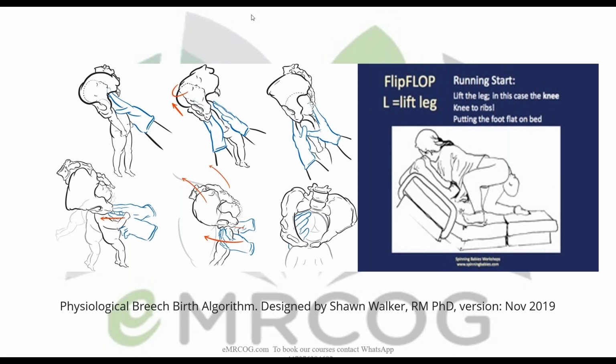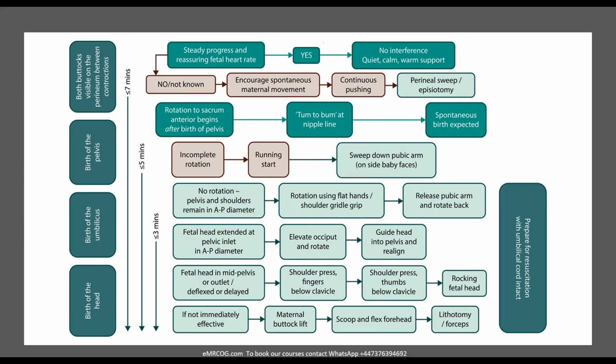So you are doing this by your hands. Where is your hand? In this maneuver, this is the hand in blue color. Your hand is inside. You are trying your maximum to bring the head, flex it and deliver. Guys, this is the sequence of maneuvers that you can use. So back to the algorithm. I hope that it's clear for you guys.